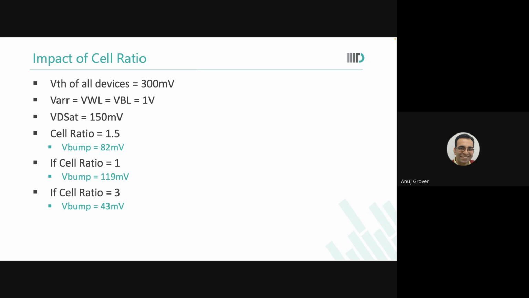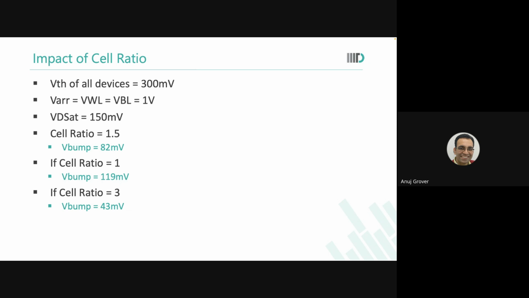Now let us go overboard and put the cell ratio at 3. Doubled the size, but the gain is not equivalent. By reducing the size, you had a loss of 40 millivolts. By doubling the size, you gain only 35 something or 40 millivolts again. Not much. And then there is also the risk of the trip point going too low and the stability going for a toss.